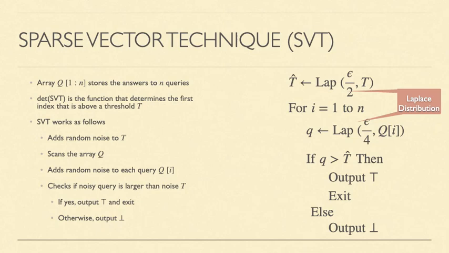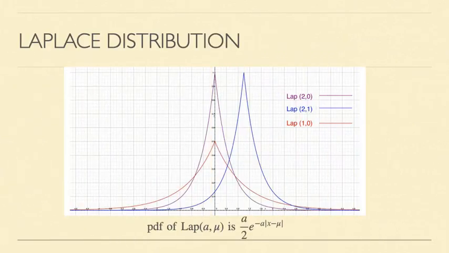The noise itself that you can see here is taken from a special distribution called the Laplace distribution. So this is what the Laplace distribution looks like. As you can see, it is symmetric around its mean mu. This is pretty much like the normal distribution, which is also symmetric around its mean mu. It has a parameter a in addition to the mean mu, and what you can see is that this parameter a decides its peak. Larger a means bigger peak and hence more concentrated around its mean.